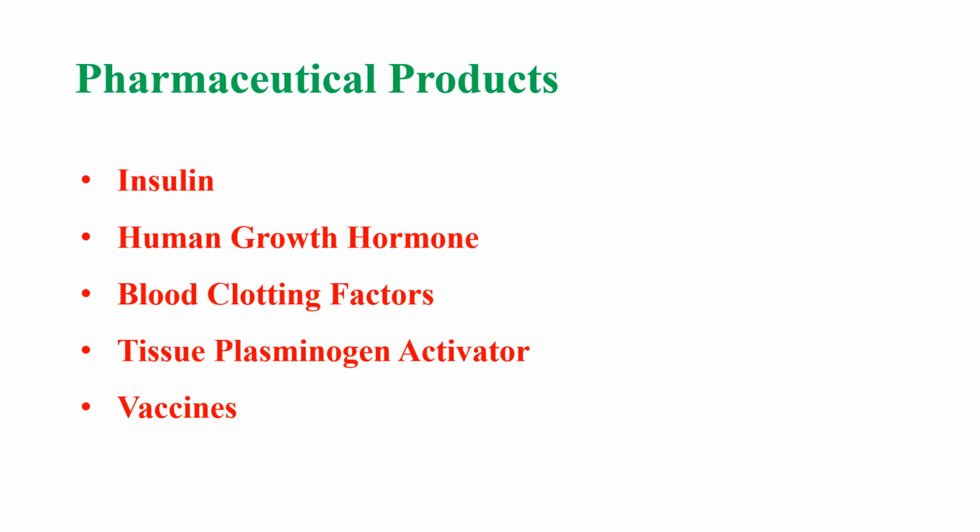This includes insulin that is used in the treatment of diabetes, human growth hormone used for treating children with growth deficiencies, blood clotting factors that are developed to treat hemophilia, tissue plasminogen activator that is used to dissolve blood clots and prevent heart attack, and development of vaccines against various diseases.